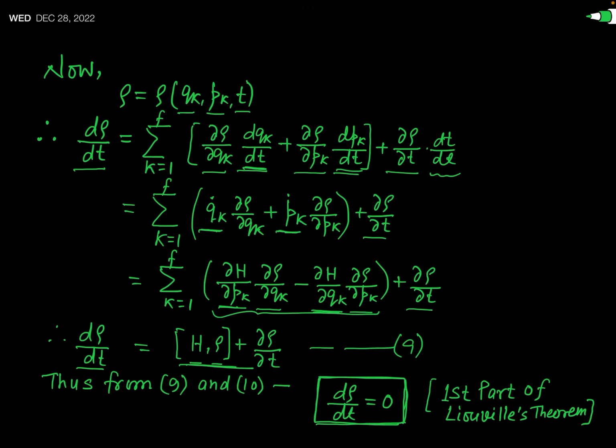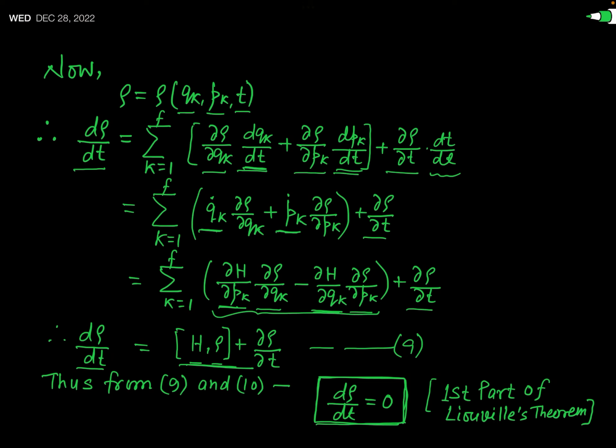This is simply the first part of Liouville's theorem. So you can say that the density distribution function remains conserved in phase space. Although the calculation is somewhat lengthy, it is very interesting and simple, and if you have an idea of vector calculus, Gauss's divergence theorem, and partial differentiation, you can easily understand it.